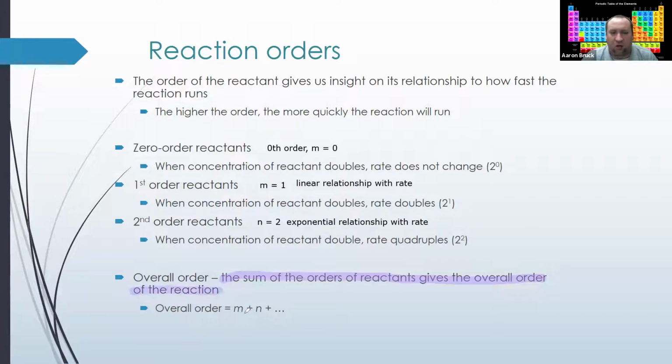So the overall order of reaction is M plus N plus O plus P plus however many components factor into the rate law. And usually speaking, there are not more than maybe 3, maybe 4. Most of the time, it's 1, 2, 3 kinds of components that are directly related to the reaction itself.